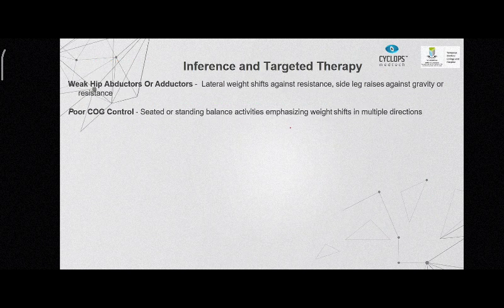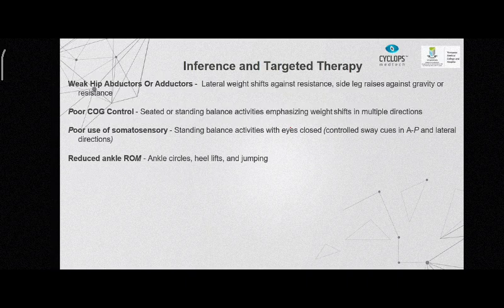So what inference can we make? If the hip adductors or abductors are weak, we can give him lateral weight shift against resistance exercises and side leg raises against gravity or resistance. If there is poor center of gravity control, then we can give him seated or standing balance activities. I will be talking about these exercises in the next section. If there is poor use of somatosensory input, then we can give standing balance activities with eyes closed, with sways to the front and back and lateral side.